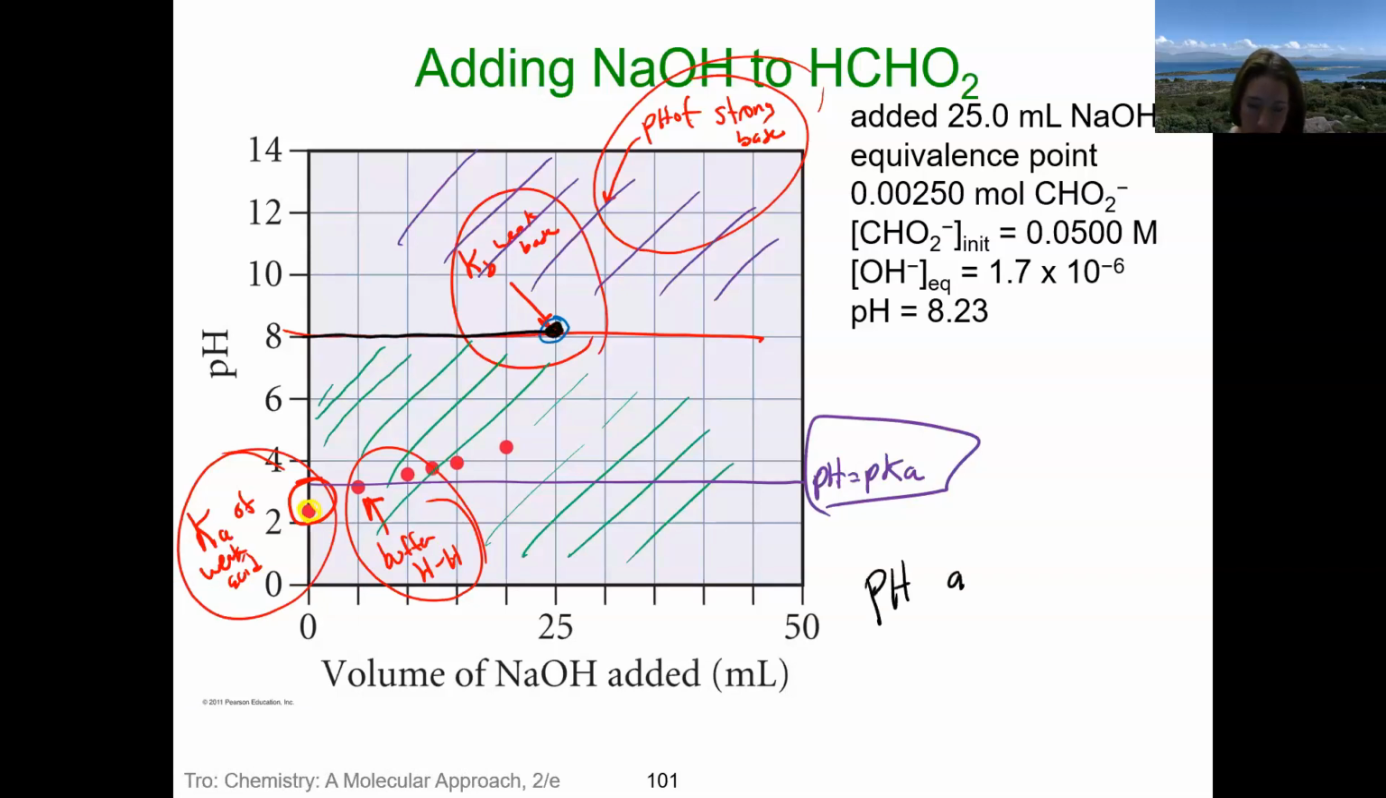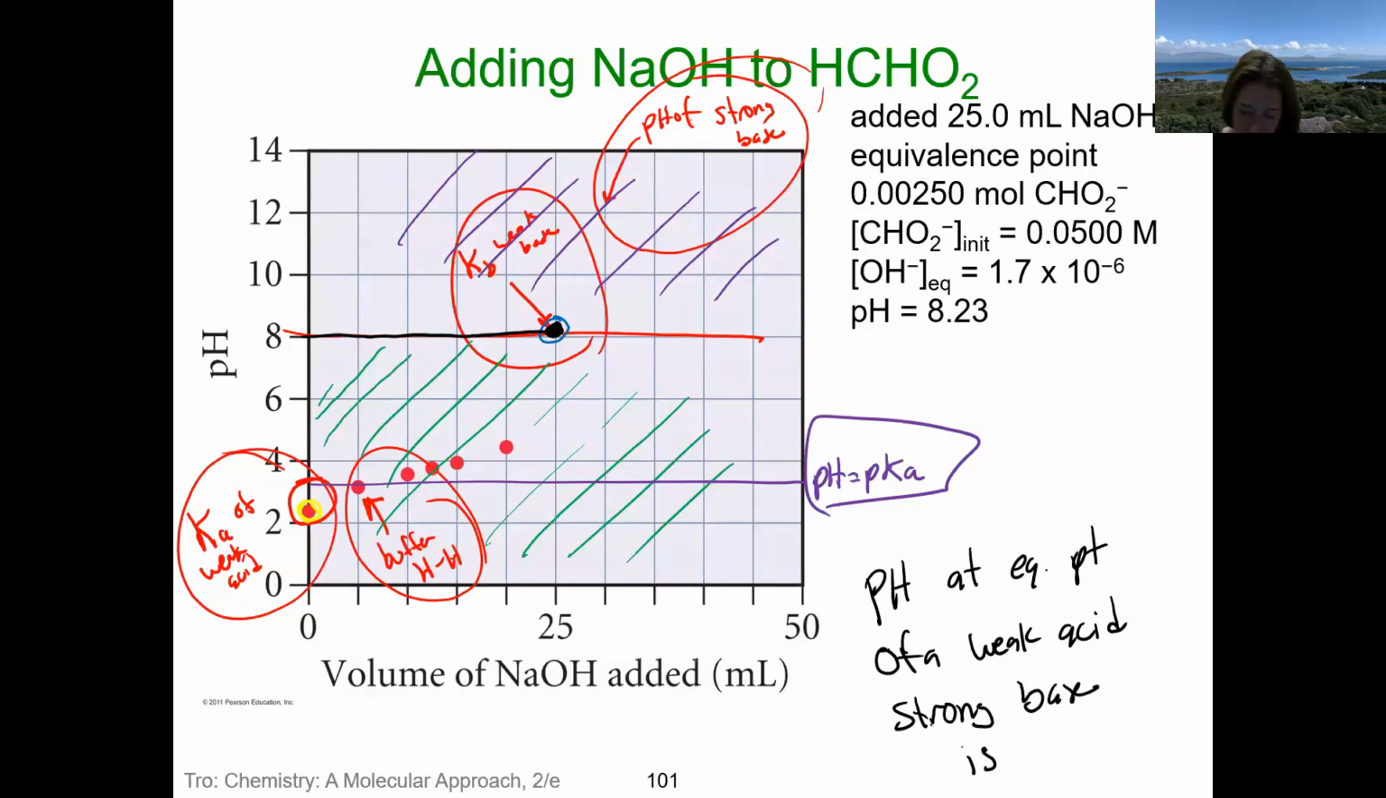The pH at the equivalence point of a weak acid, strong base titration is basic. Right? For a strong acid, strong base, remember the pH was 7. For a strong base, weak acid, the pH is 8. Okay.